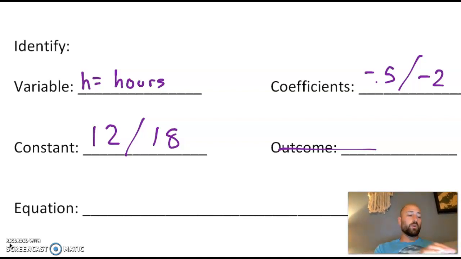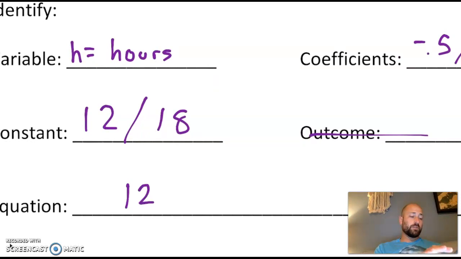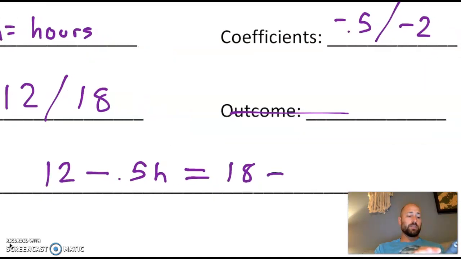My first one, the 12-inch candle, is burning, so decreasing at half an inch per hour. We want to know when that is equal to an 18-inch candle that is burning, or decreasing, at 2 inches per hour. There's my equation, with a variable on both sides.